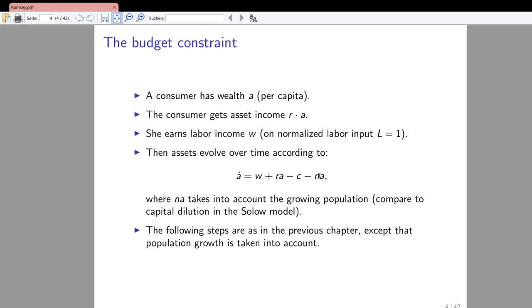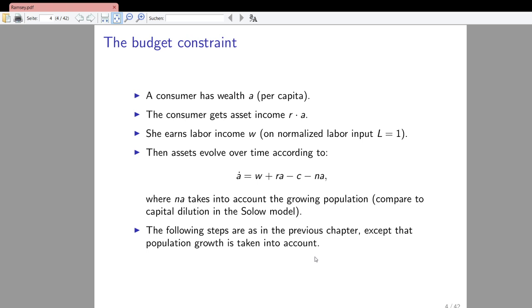And you can derive this equation by the definition of per capita assets as aggregate assets divided by the population size, or the household size in this case. That's analogous to capital dilution in the Solow model. So in the Solow model, if you reformulate the model in terms of per capita variables instead of in aggregate variables, then also such a term shows up in the fundamental equation for the evolution of capital per capita.